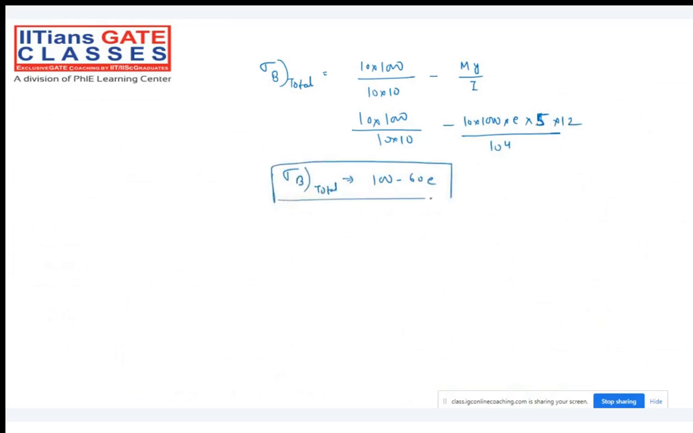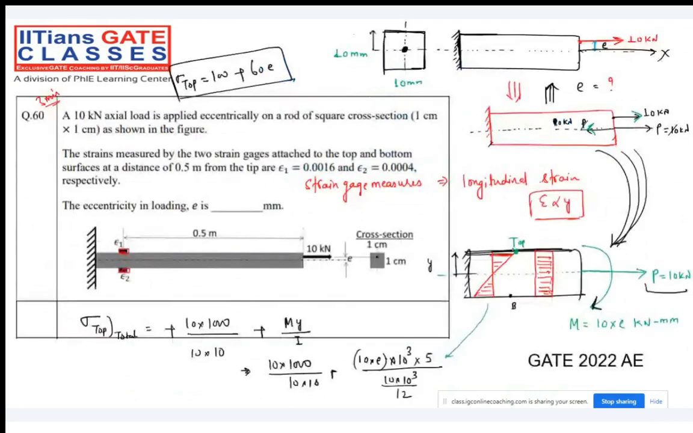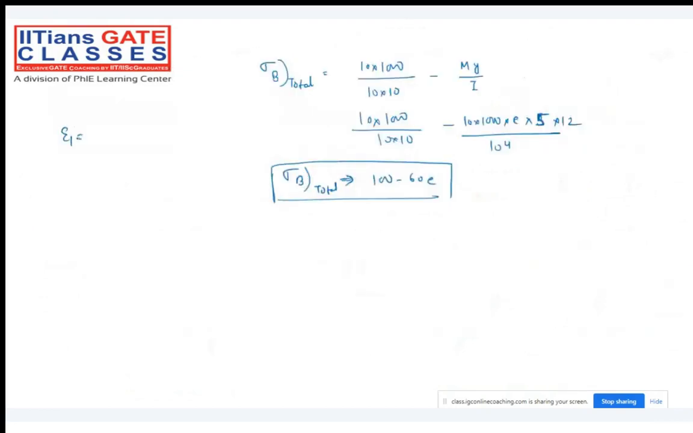Sigma b total, right? While looking at this particular diagram, understand epsilon 1, they have given something like this, and epsilon 2, they have given something like this, right? Epsilon 1 on the top fiber, they have given the normal strain as 0.0016. And epsilon 2, that is on the bottom fiber, they have given 0.0004. They have given this particular scenario, right?